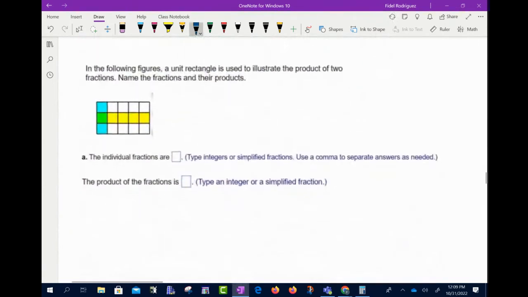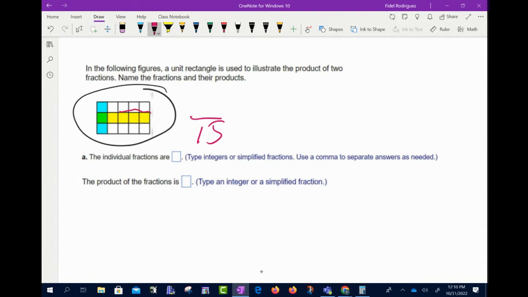So what we're going to do here, y'all, for these first couple of problems, they give me a picture and it says, in the following figures, a unit rectangle is used to illustrate the product of 2 fractions. Name the fractions and their products. Okay, so y'all, if I'm looking at this picture here, we have a rectangle that's cut up into 1, 2, 3, 4, 5, 6, 7, 8, 9, 10, 11, 12, 13, 14, 15. Okay, so I got a rectangle that's cut up into 15 pieces, okay?